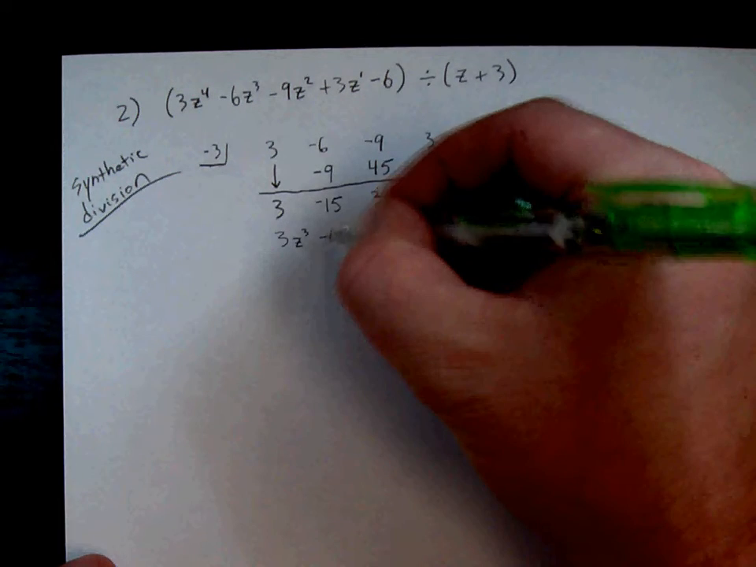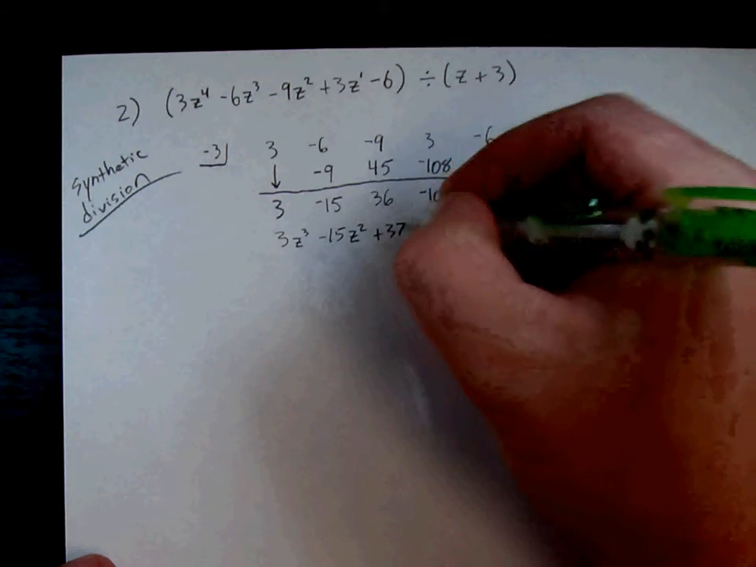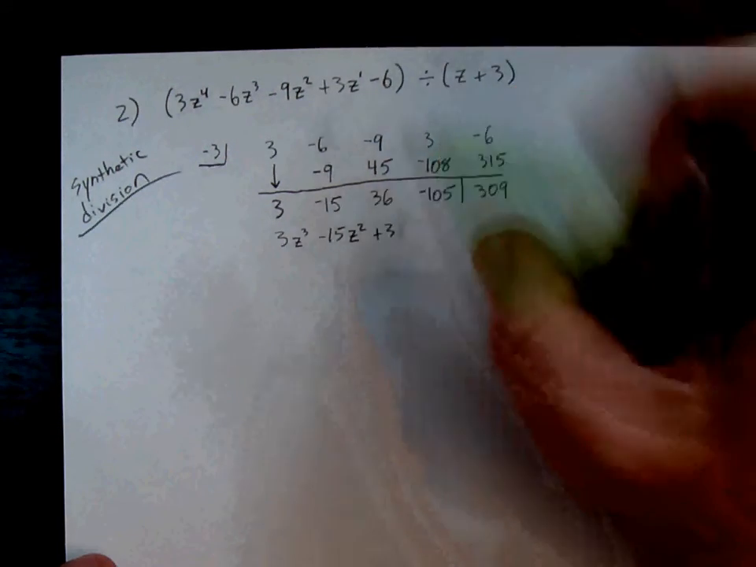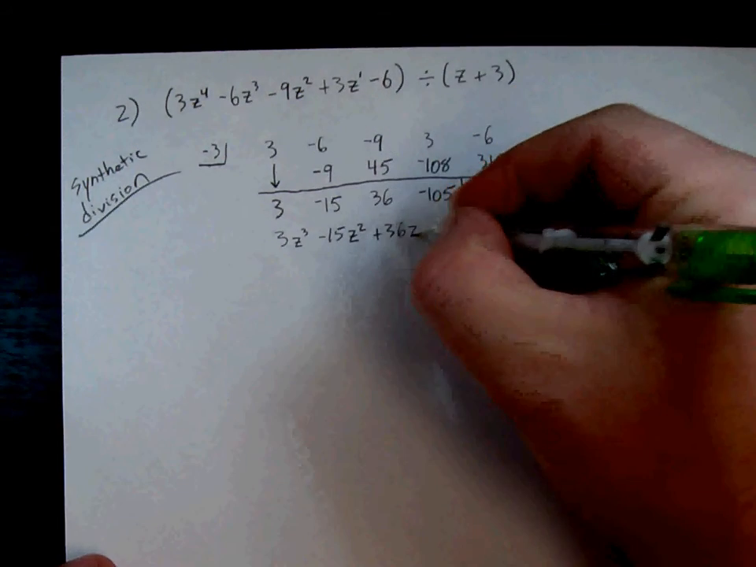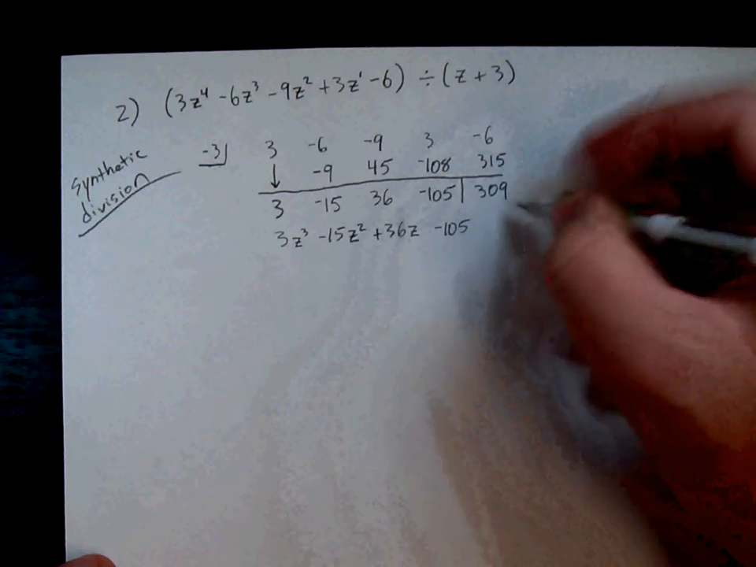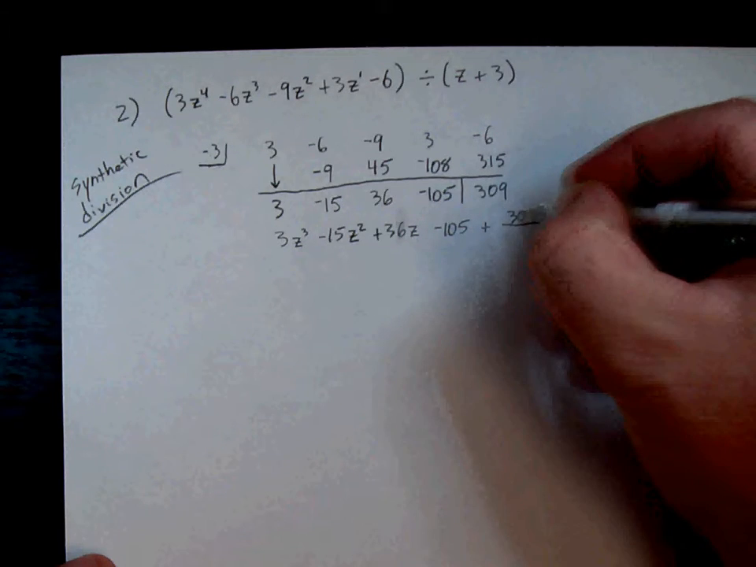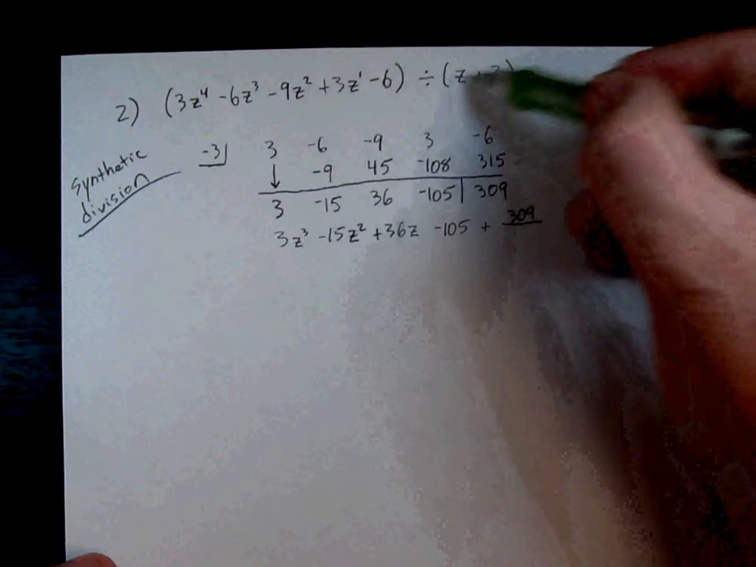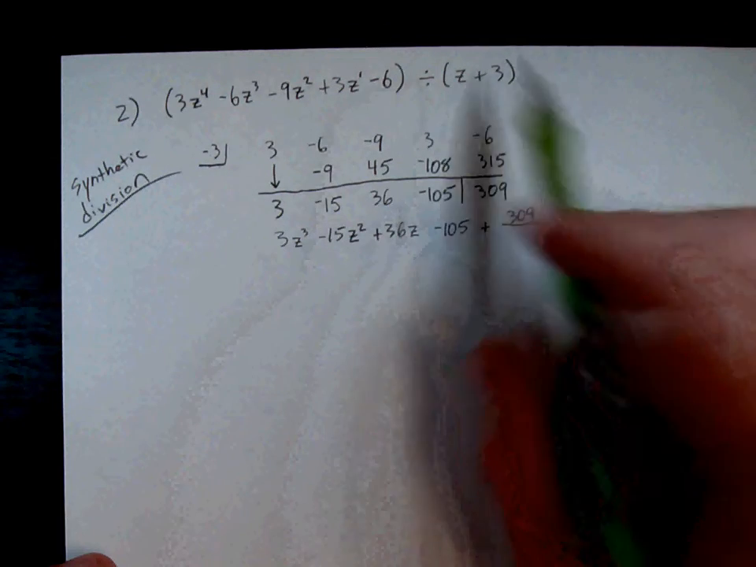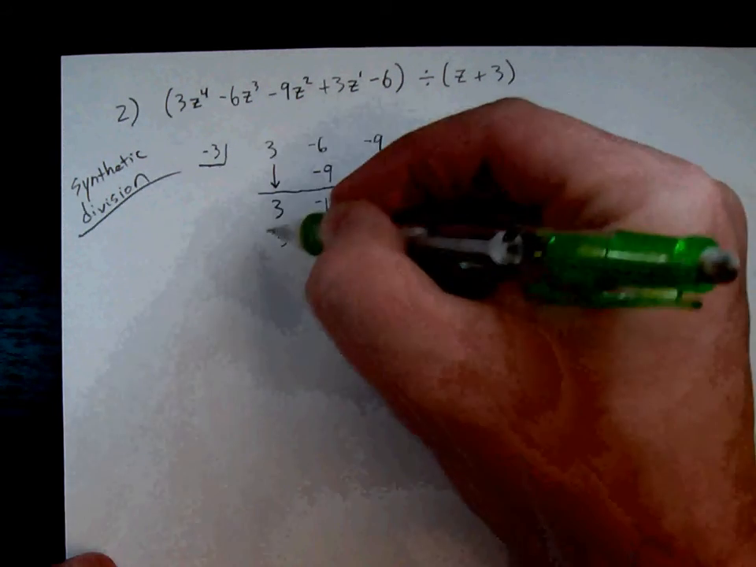So negative 15 would be z squared. The positive 36 would be z. The negative 105 would be my constant, no variable, and then this positive 309 is my remainder. So we have the remainder in the numerator, and we divided not by negative 3, we actually divided by z plus 3. That goes in the denominator, and there's my answer.